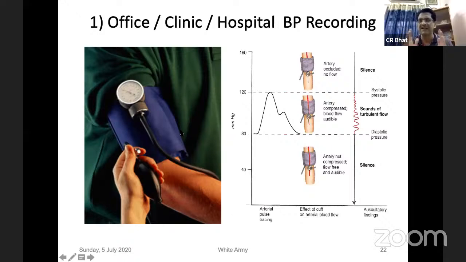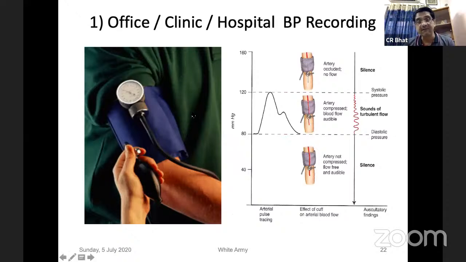What is the appropriate way? The recommendation is that the patient should be seated comfortably, or it can be recorded in the supine position also. But the patient should be comfortable in this position. If sitting, the back should be rested and feet should be flat, touching the ground. Even when the patient is supine, they should not be crossing the legs. The legs should be parallel.